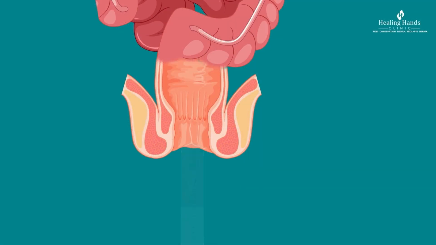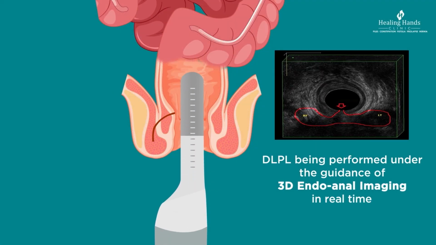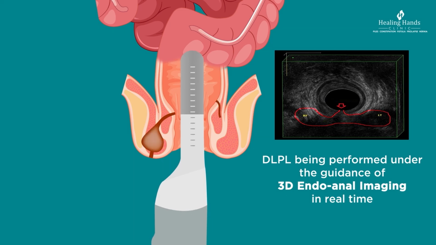And this imaging also helps us understand the various aspects of the fistula, which are the types of fistula, the length of the fistula, the internal opening, the external opening, as well as the association of the fistula with the various anatomical structures in the region.